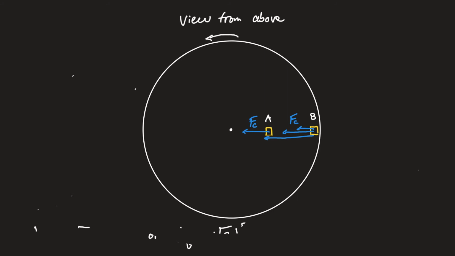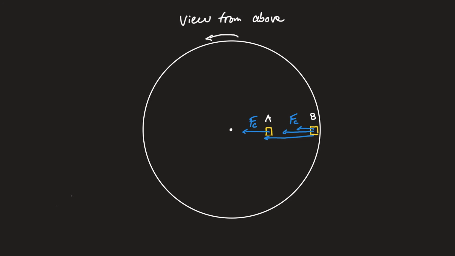Now another way you can think about this problem is just by thinking about forces, specifically centripetal forces. And what I've done over here is I've drawn a vector on object A. At this location, at this moment in time, you're seeing the centripetal force on A, which is, remember, coming from the force of friction. So that's the size of the centripetal force at A.